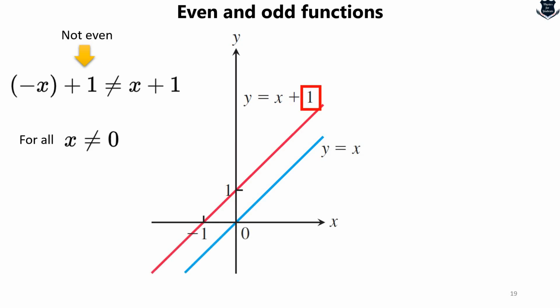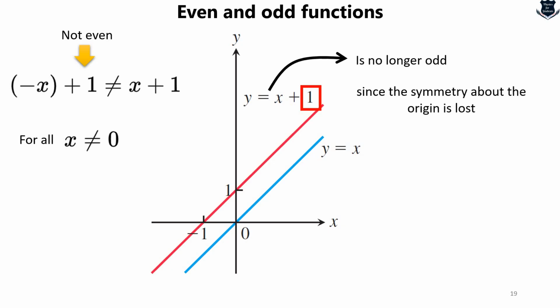So when we add the constant term to the function y equal to x, giving y equal to x plus 1, the resulting function is no longer odd, since the symmetry about the origin is lost. So the function y equal to x plus 1 is also not even. So this is how we do it.